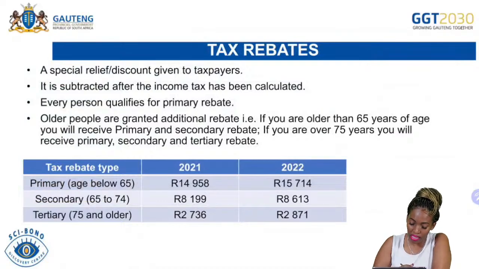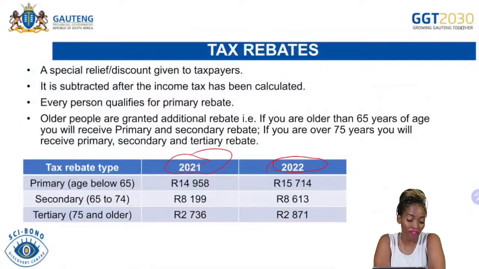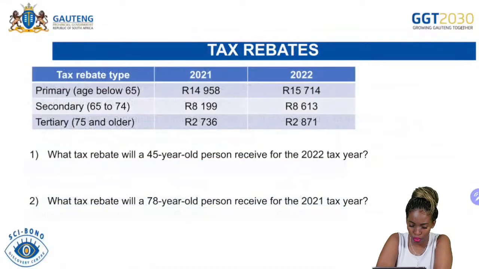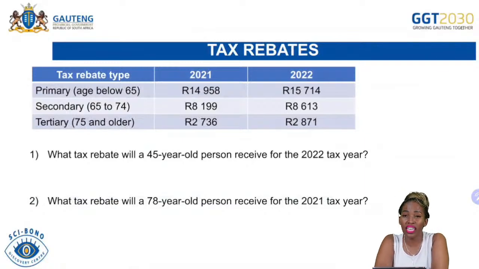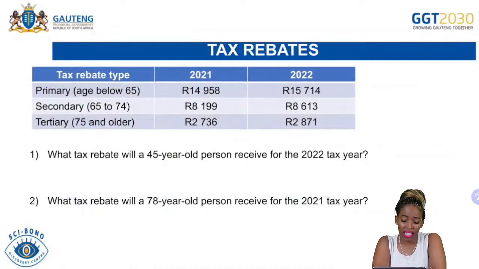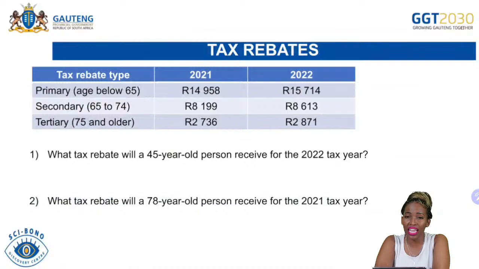And then very important with this table, it has 2 years. One year is for 2022, the other year is for 2021. So you must be very careful when you are given a table like this. Always use the question as a guideline to tell you whether you must focus on 2021 or on 2022. So here are the 2 examples. Number 1, we still have the tax rebate table. What tax rebate will a 45-year-old person receive for the 2022 tax year? Number 2, what tax rebate will a 78-year-old person receive for the 2021 tax year?